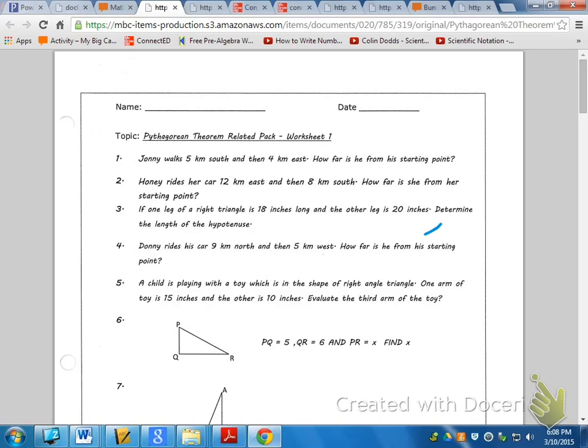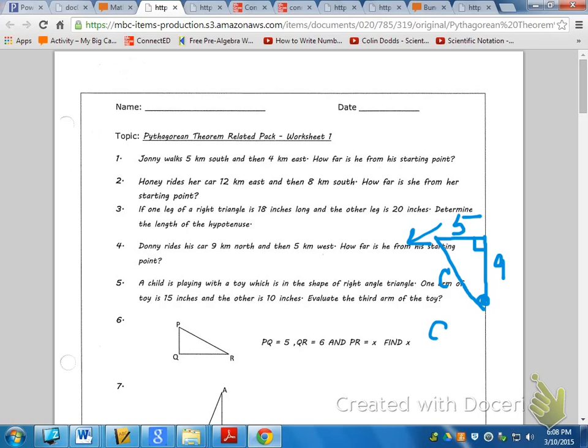Let's go to, we'll talk about Donnie. Okay, it says Donnie rides his car 9 kilometers north. So here's where he's starting, and he's going 9 kilometers north. And then he goes 5 kilometers west. How far from his starting point? And I'm thinking you realize by now, when he went north and he turned for his west turn, it was at a right angle. So we are again looking for the hypotenuse.